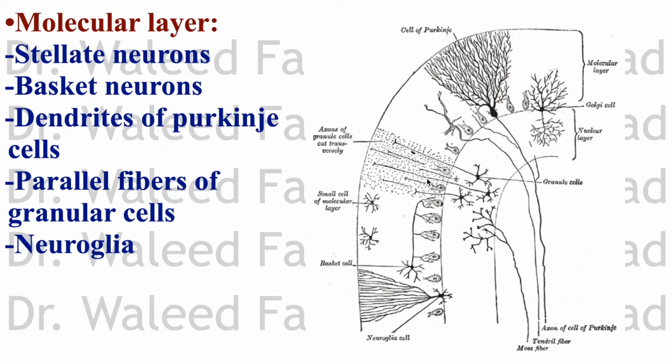And the parallel fibers of the granule cells. Parallel means they run parallel to the surface. The granule cells actually form parallel fibers in the molecular layer, or between the molecular and the Purkinje layer, and they anastomose with the Purkinje cell layer. So remember, the dendritic tree of the Purkinje cell is perpendicular to the surface, while the parallel fibers of the granule cells are parallel to the surface, and a neuroglia to support the neurons present.